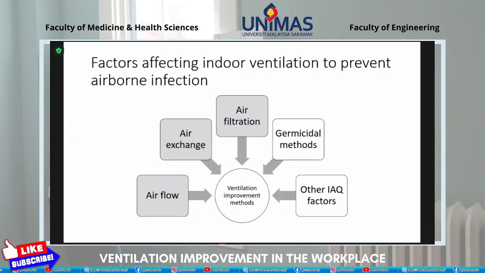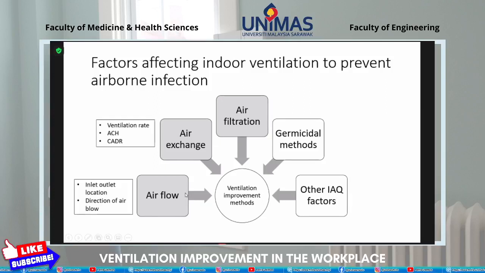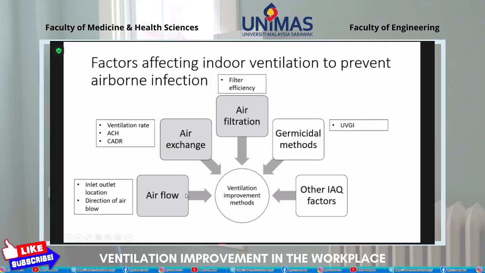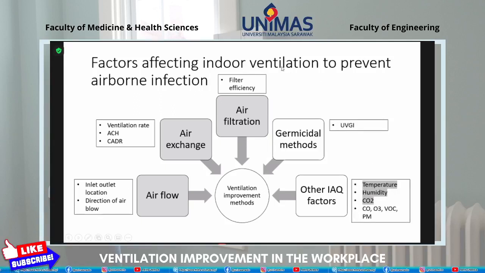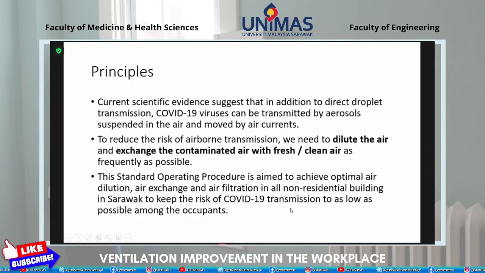So in terms of the types of ventilation improvement methods, when we developed the SOP, we looked into airflow, air exchange, air filtration, germicidal methods, as well as other IAQ factors which can affect what kind of ventilation improvement is suitable for what kind of space. Okay, so we come back to this SOP. The principle is to dilute the air and exchange the contaminated air with fresh or clean air as frequently as possible. The aim is to achieve optimal air dilution, air exchange, and air filtration, hopefully in all non-residential buildings in Sarawak. And the aim is to reduce the risk of COVID-19 transmission to as low as possible among the occupants.